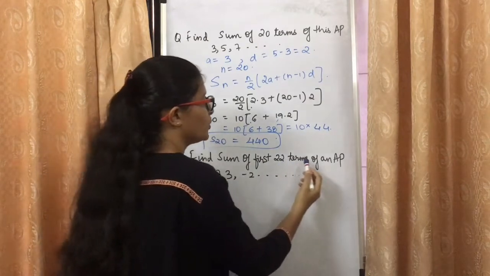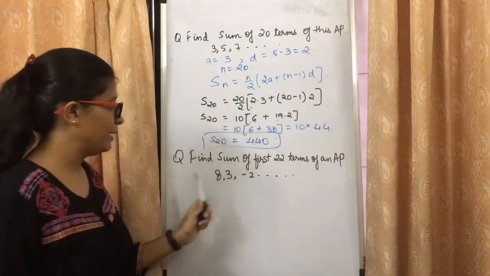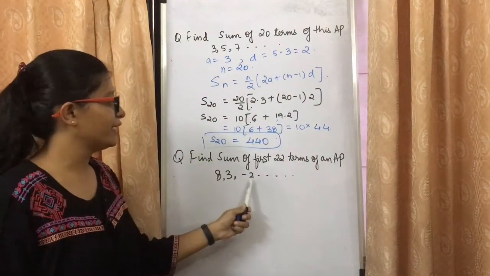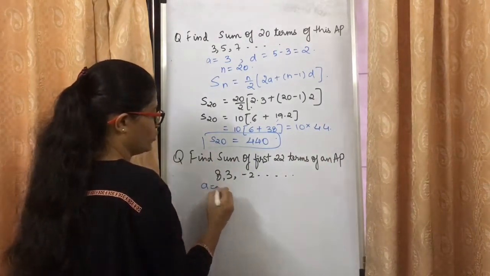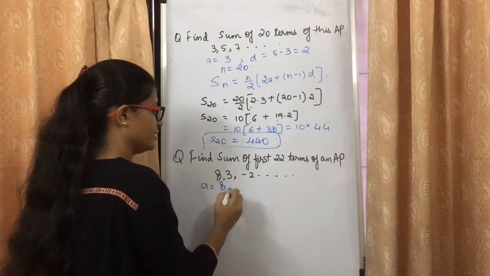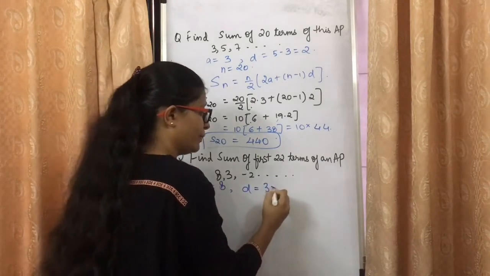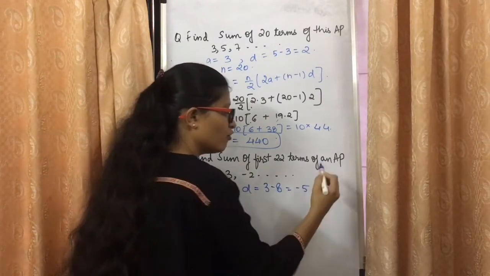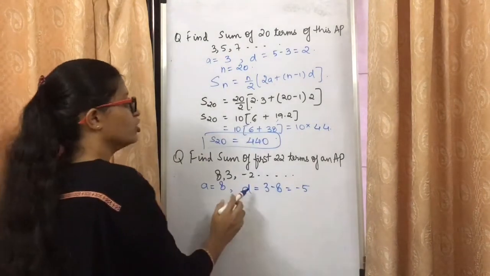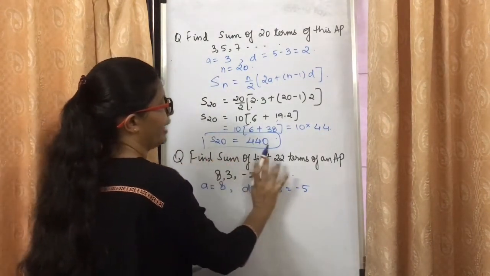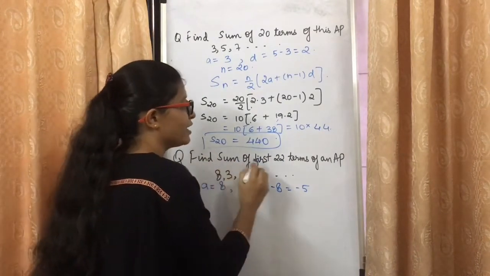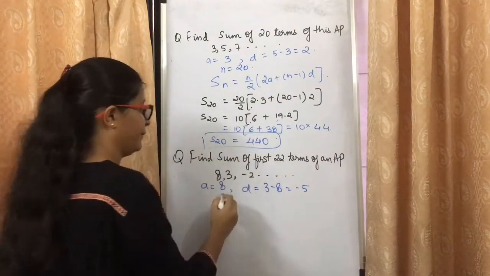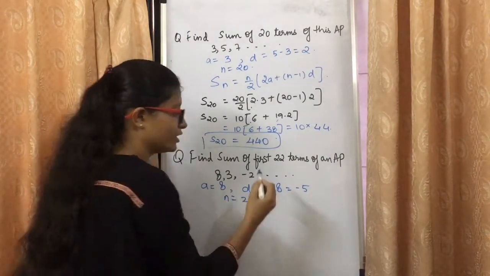Find the sum of first 22 terms of an AP. The AP given to us is 8, 3, minus 2 and so on. Let's have a look. First of all, we can take out A. A is nothing but 8. We can take out D. D is nothing but 3 minus 8, which will give you minus 5. So A की value निकल आई, D की value निकल आई. N will be 22 because they have asked us to find the sum of first 22 terms of an AP. So N is nothing but 22.